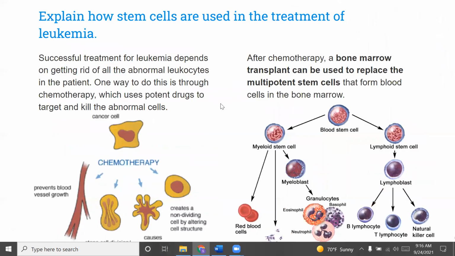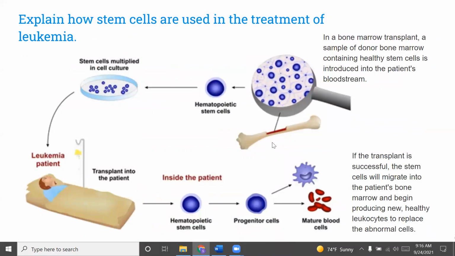So successful treatment for leukemia depends on getting rid of the abnormal leukocytes. They usually do this by chemo. They use potent drugs to target and kill the abnormal cells. After chemo, a bone marrow transplant can be used to replace the multipotent stem cells. So when it says explain how stem cells are used in the treatment, you have a little image there. There you go. You have some things that you can write down here.